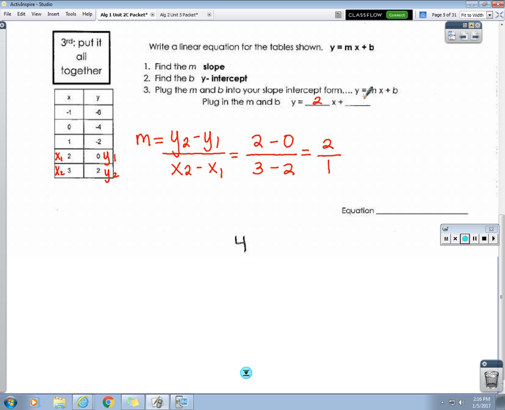Now I need to find the b, the y-intercept. Well, can I easily find it from the table? Yes, look. When x is 0, that's your y-intercept, -4. But instead of writing the equation y equals 2x plus -4, how should we write it? Y equals 2x minus 4. Right. No need to put plus and negative. That simplifies to a minus.